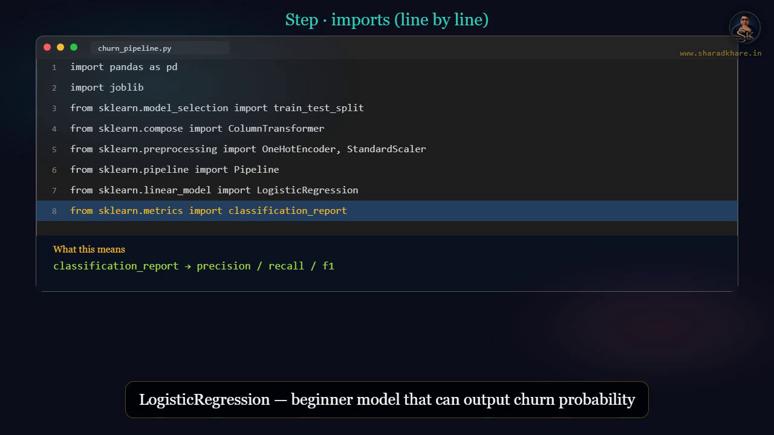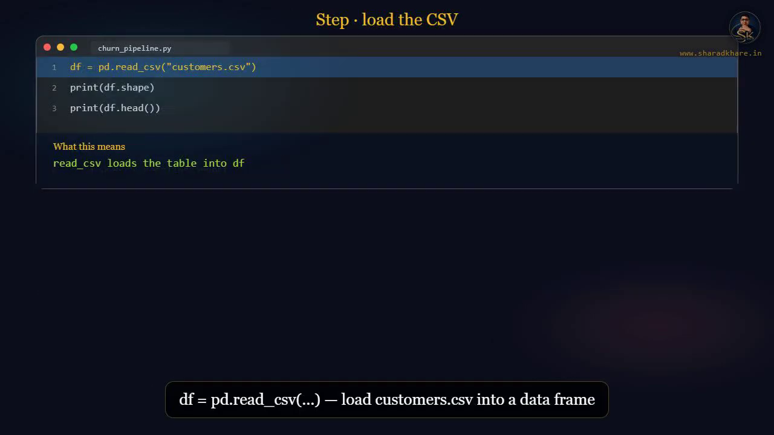From sklearn.linear_model import LogisticRegression. This is a friendly starter model. It can give us a probability of churn, not only a blunt yes or no. And from sklearn.metrics import classification_report. After we predict, this prints precision, recall, and the F1 score in a neat table.